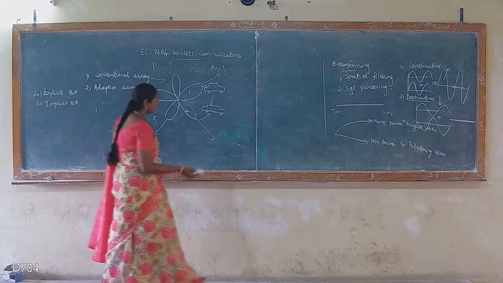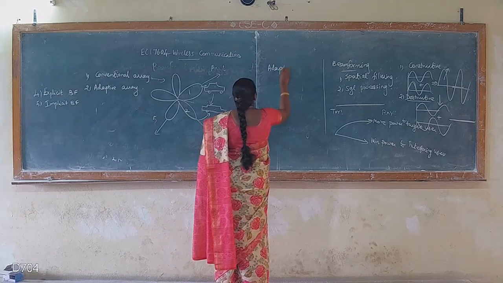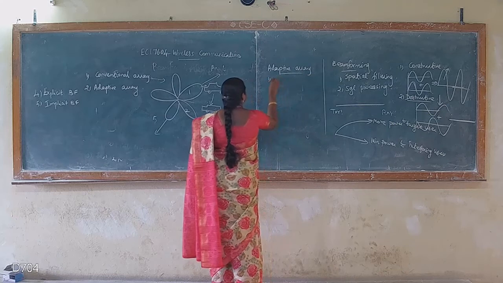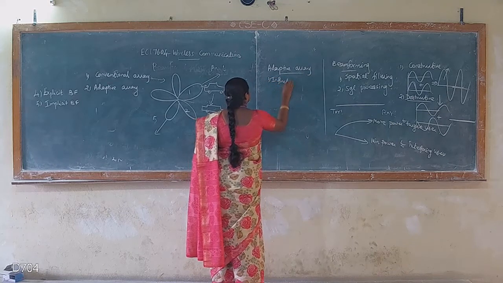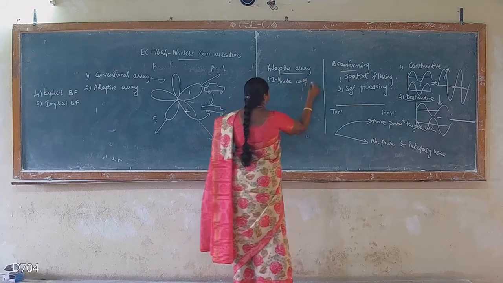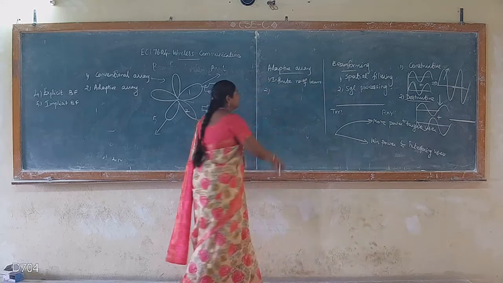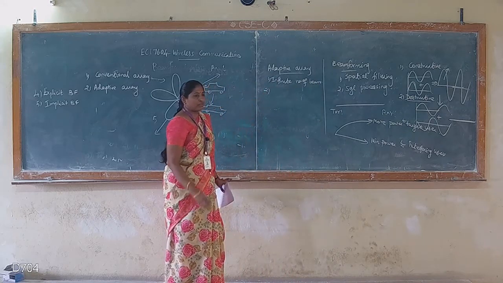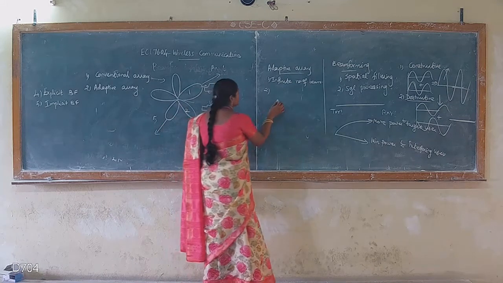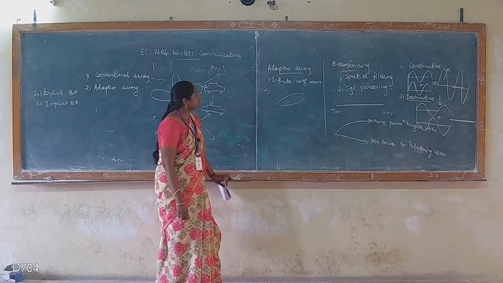The adaptive array consists of infinite number of beams. There is no predefined pattern. Infinite number of beams are there. So using some signal processing, first the location of the target is identified. Based on the location, the beam is formed towards the location of the target. So that is about the adaptive array.